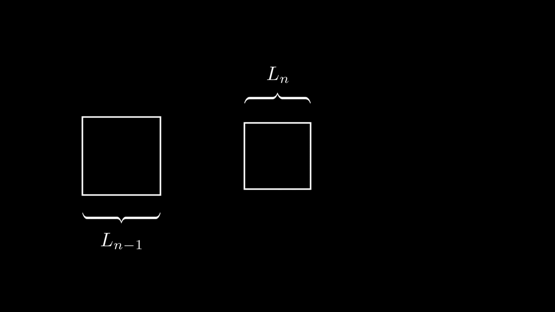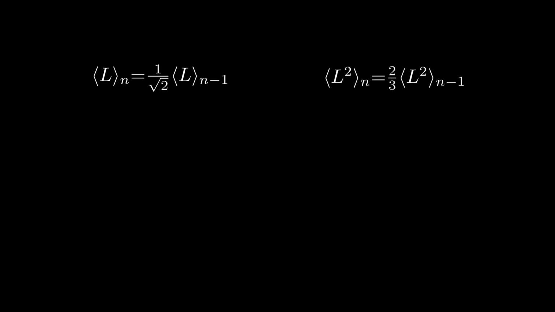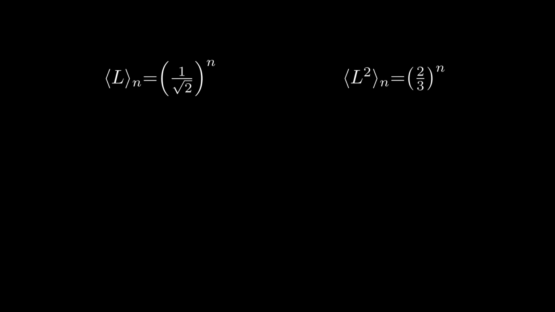And with a little bit of work, we can show that this relation is simply ln equals 1 over the square root of 2 times ln-1. Along the same line, we can show that the average area L2 obeys a very similar law. Both equations are very easy to solve, and we show that both the average length and the average area are given by a constant to the power n.